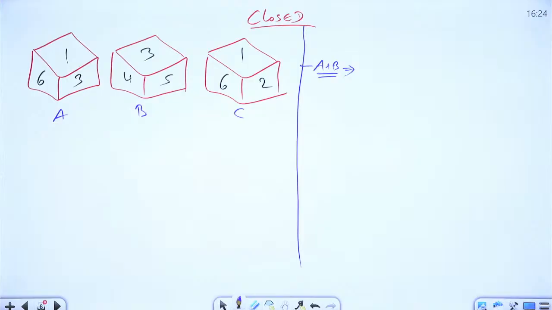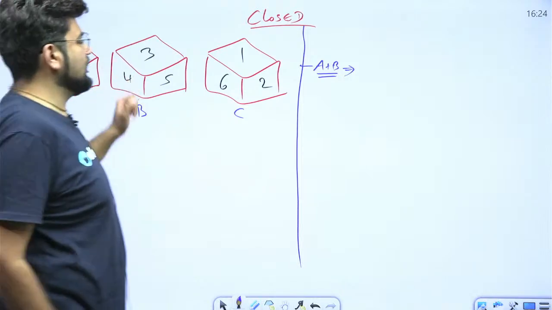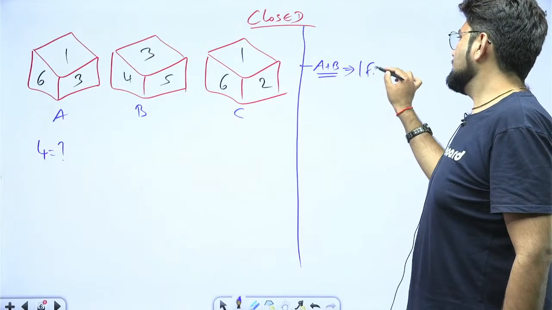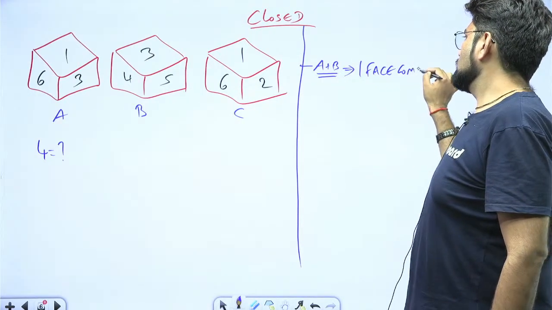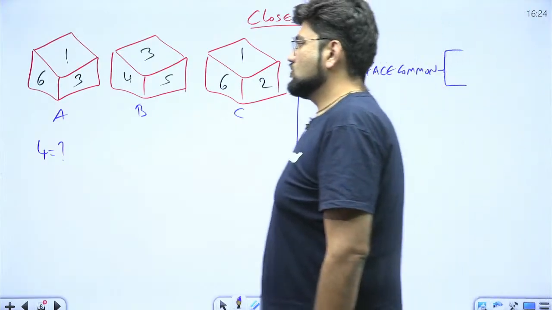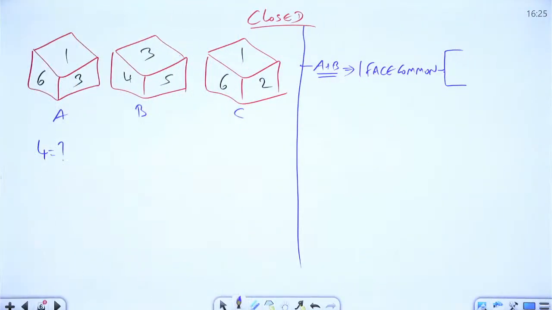How will the question be asked? The question will always be which face is opposite to which one, or which face is opposite to this particular face, something of that sort. So supposedly they are asking you what is opposite to 4 in these 2 questions. So how will you proceed? You will first check that in figure A and B we have one face common. These are the type of questions which have one face common in them.